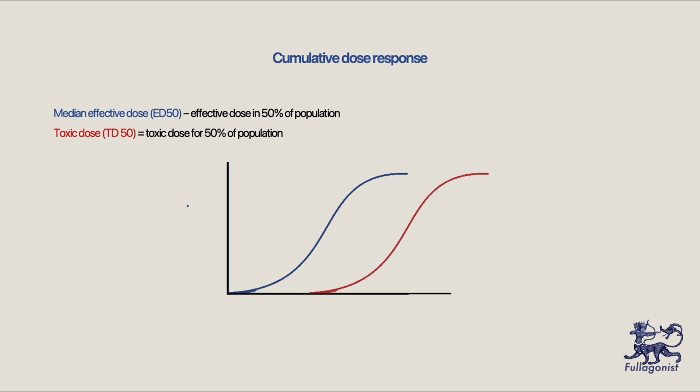Cumulative dose response represents the percentage of the population responding to a specific drug effect versus dose. On the diagram, the blue line represents the median effective dose, and the red line represents the toxic dose. ED50 is the effective dose in 50% of the population, represented by the blue line. TD50 is the toxic dose for 50% of the population, represented by the red line.